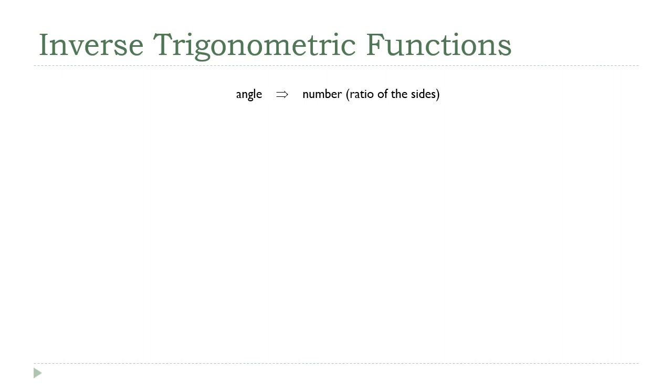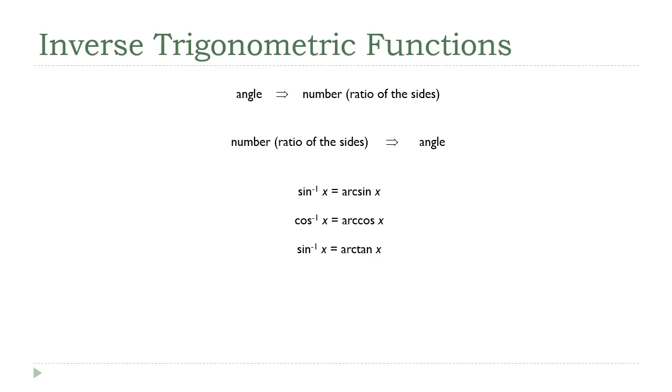Well, what if we want to go the other way? What if instead of knowing an angle and wanting this ratio, I have this ratio and I want to get the angle? Well, we can do that. The way we do this is with what's called an inverse function. Think of inverse as going backwards. Where the original function takes an angle and gives you a number, the inverse function takes a number and gives you an angle.